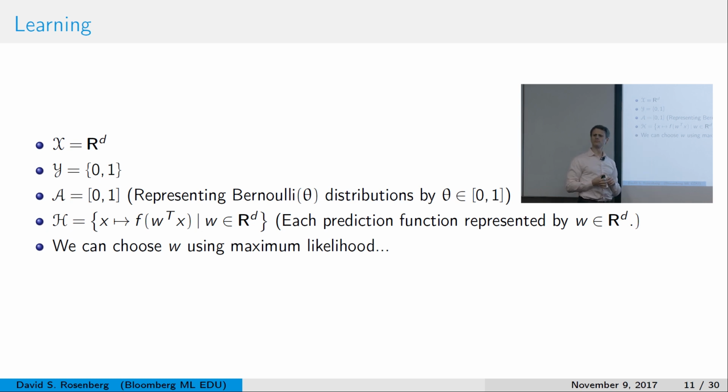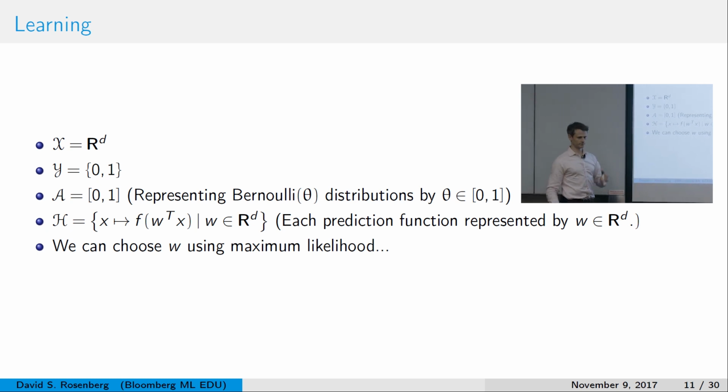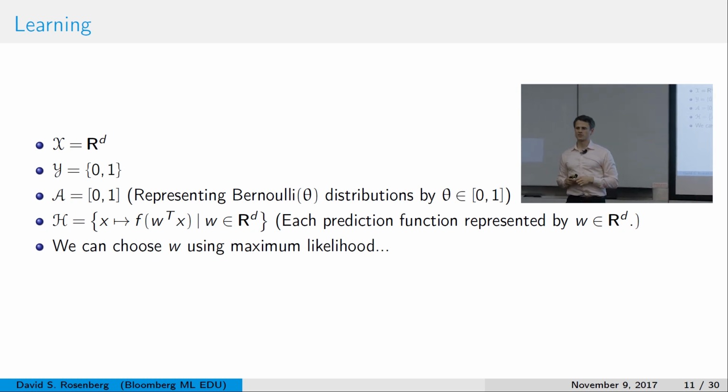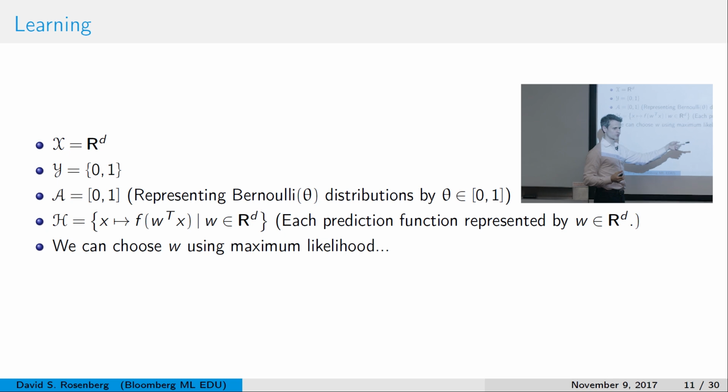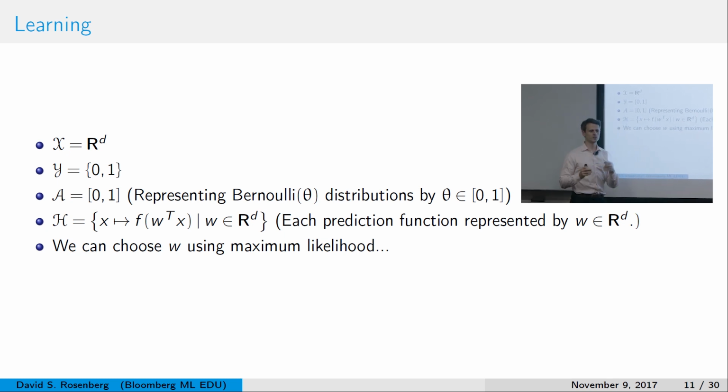Is that clear? And the hypothesis space, the set of things we might choose to predict, are going to be functions that map from x to f of w transpose x. And then the only thing undetermined is w. Once we have this parameter vector w that determines the mapping from x to our score, and then the function f is fixed, which maps our score to something in [0, 1], which is our probability.